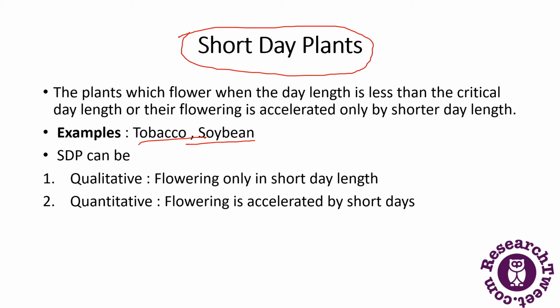Short day plants can also be categorized into two parts, qualitative and quantitative, as with long day plants. What is qualitative here? Same as in long day plants, flowering only in short day length, and in quantitative, flowering is accelerated by short days. So this was about the two categories of short day plants. If someone asks you for the examples, they are tobacco and soya bean.